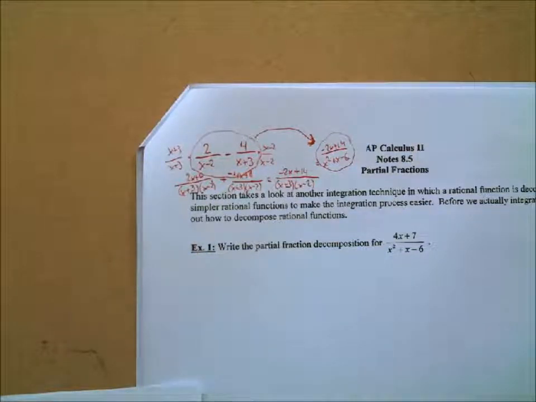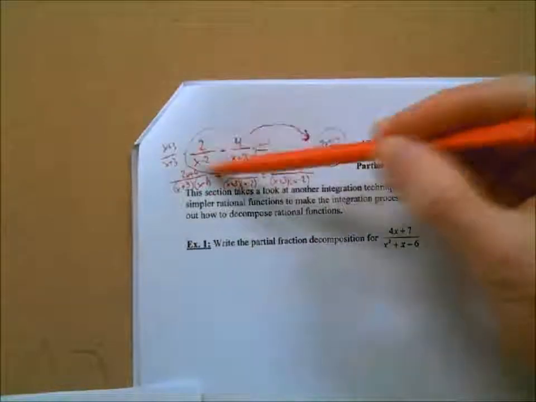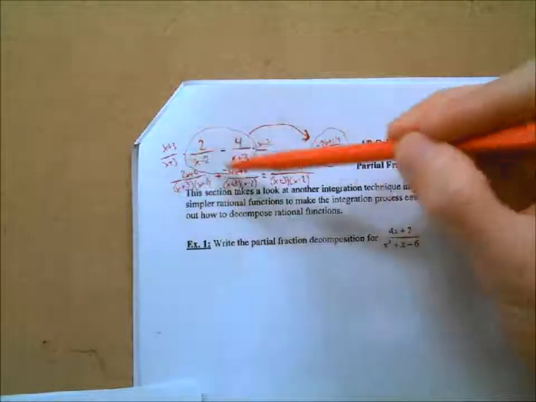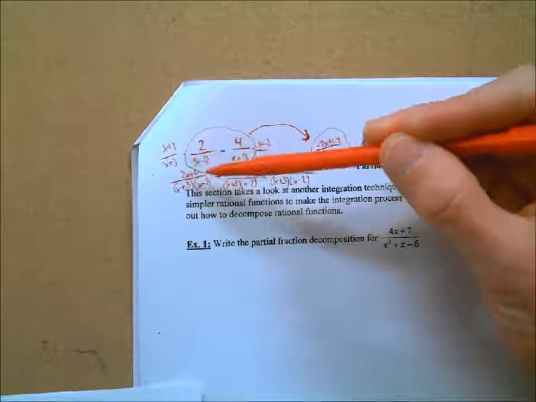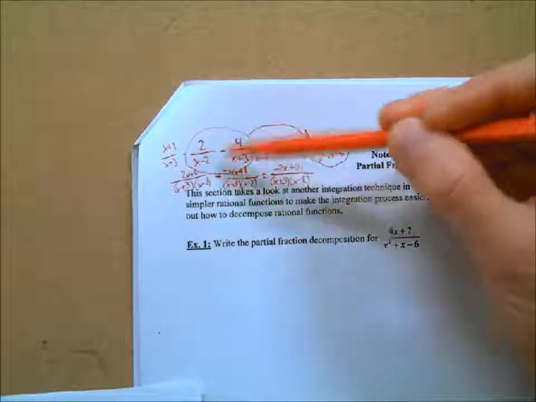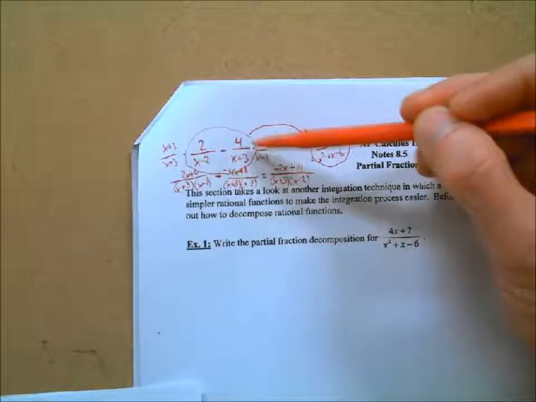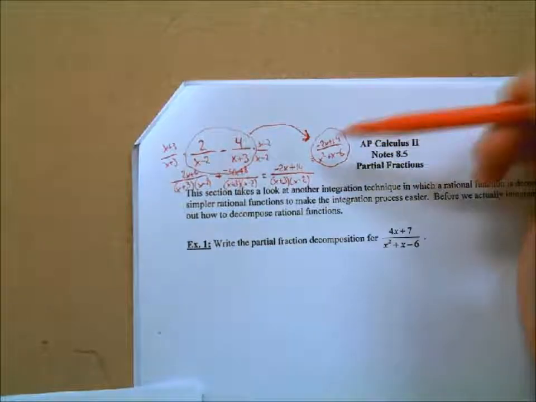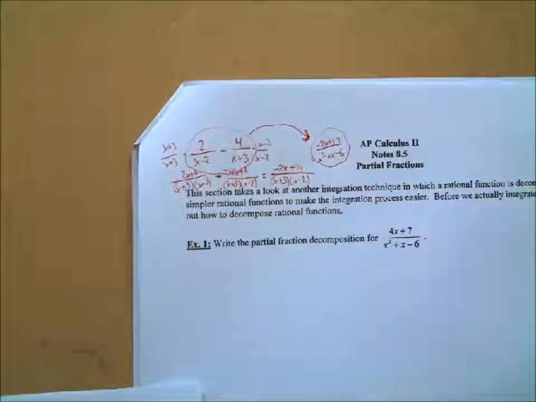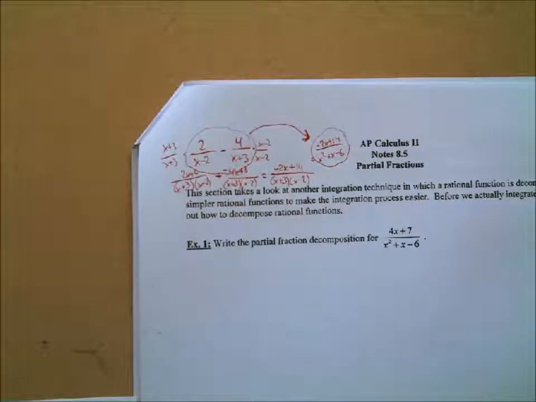But with this, we can integrate these no problem. This is going to be a natural log. It'll be 2 natural log of the absolute value of x minus 2. And this will also be a natural log, 4 natural log of the absolute value of x plus 3. So this is much easier to integrate than this is. And that's why we do partial fraction decomposition. Okay? So let's see it in action here.